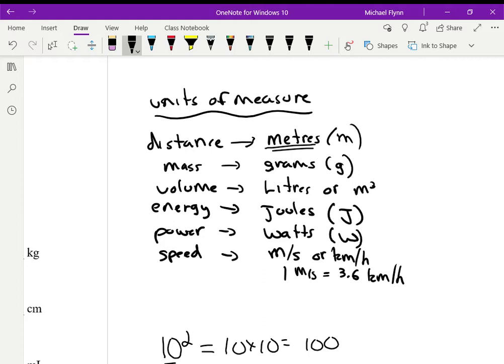Power is measured in watts. It's actually named after a scientist also. So it's joules. Power is the rate that you're using energy, so it's in joules per second, and a joule per second is a watt.